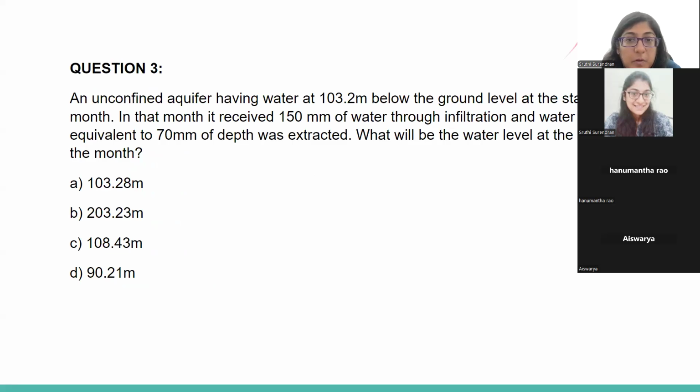Here we're talking about a numerical problem involving the estimation of recharge. They're asking what will be the water level at the end of the month if it had an initial water level of 103.2 meters at the start of the month, and it is receiving 150 mm of water through infiltration, and some water is being extracted. Around 70 mm of water is being extracted. So what will be the final water level?